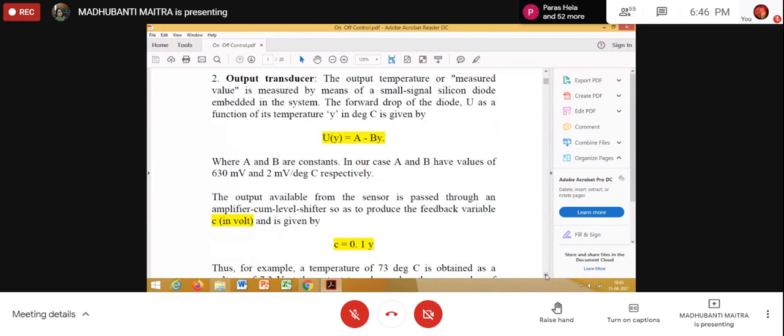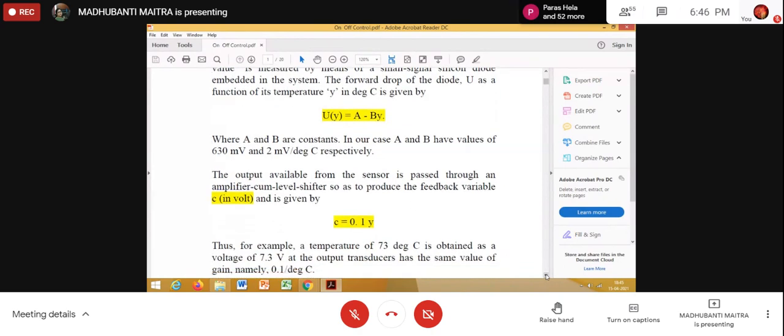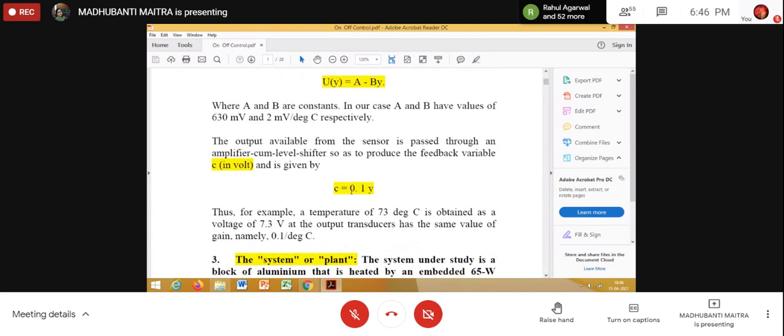So we are not very concerned about these values, and we'll see that we have developed an amplifier cum level shifter block, whose function is to shift the level of this particular voltage, and at the output of the amplifier cum level shifter we get a voltage value C, which is directly proportional to the temperature of the plant, and the proportionality constant is 0.1, right?